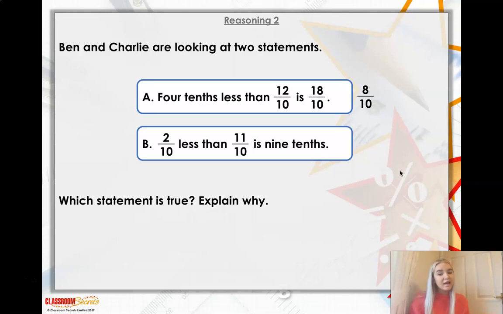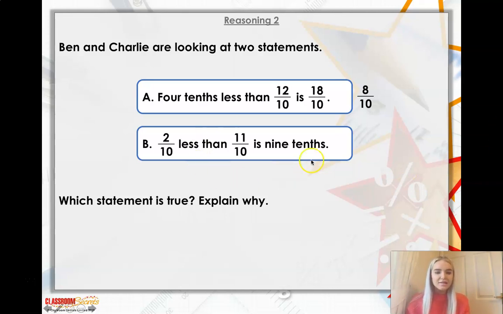So now we need to hope, fingers crossed, that statement B is correct so that we can say statement B is correct because. Now statement B says 2/10 less than 11/10 is 9/10. What is that the same as? What calculation are we doing? That's right, we're doing 11/10 subtract or take away 2/10. Now if we think 11 take away 2, well 11 take away 1 is 10, 10 take away 1 is 9. The denominator, the tenth, has not changed, so I have 9/10.